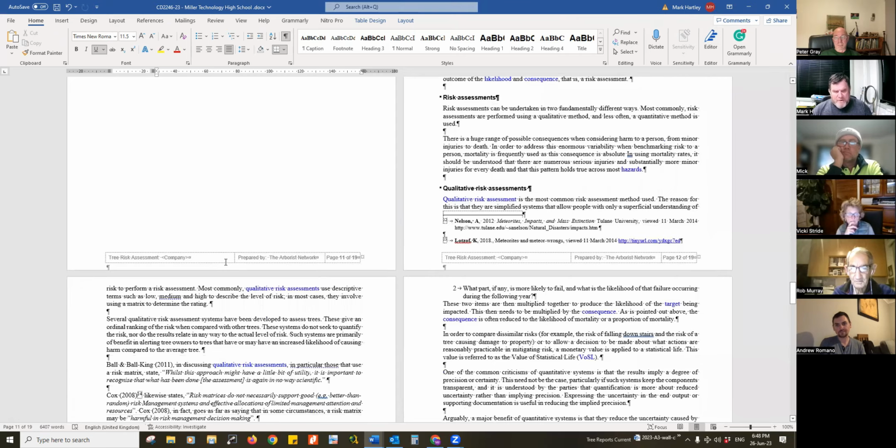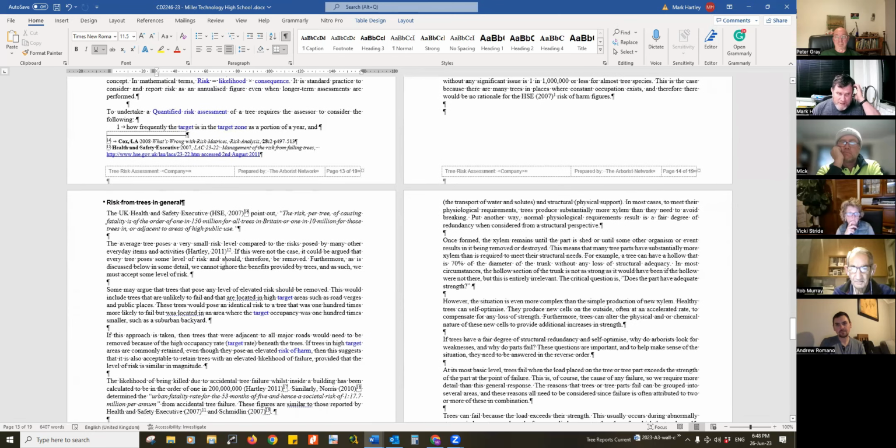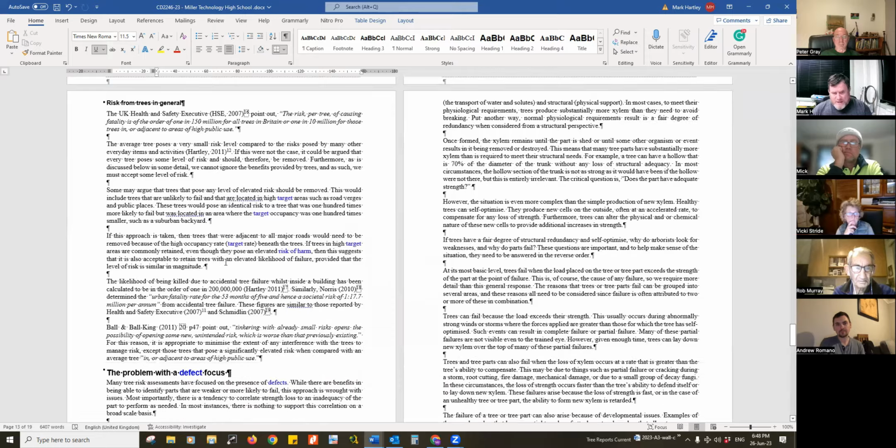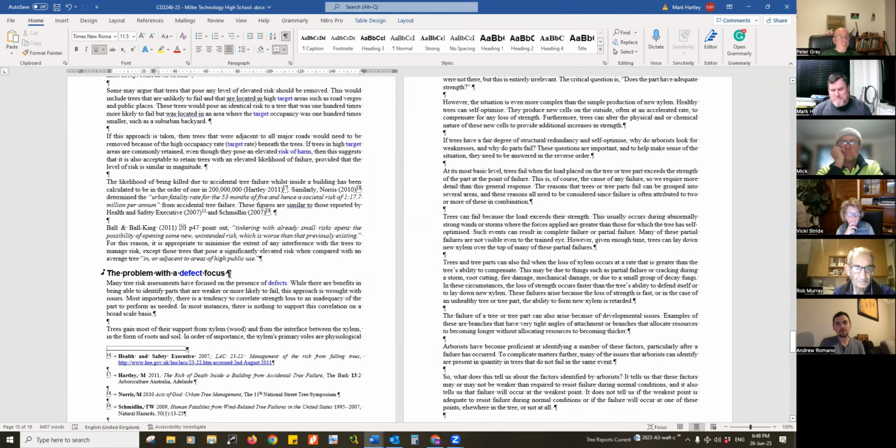So we look at quantitative and qualitative risk. We look at risk from trees in general, where that fits. We look at the problem with being defect focused. Many tree risk assessments are focused on the presence of defects. While there are benefits in being able to identify parts that are weaker or more likely to fail, the approach is fraught with issues. Most importantly, there is a tendency to correlate strength loss to inadequacy of the part to perform as needed. In most instances, there is nothing to support this correlation on a broad scale basis.